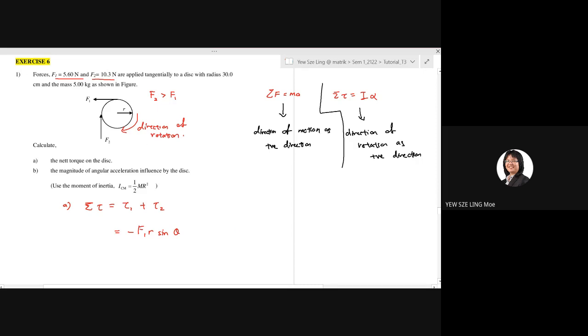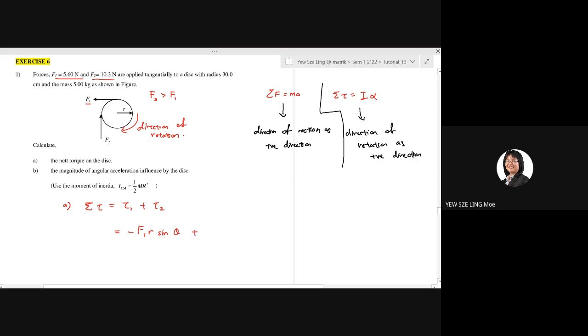Because if you pull the disc in the direction of F1, then it will rotate in the anti-clockwise direction, which is opposed to the direction of the real rotation. Okay, this disc will rotate in the clockwise direction. If you imagine there is no F2, only F1, you pull it in the direction of F1, it will move anti-clockwise. So it is opposite to the actual direction. That's why we put a negative sign for torque 1. Okay, the negative sign because it's against the real direction of motion.